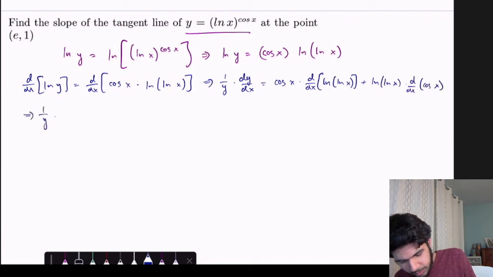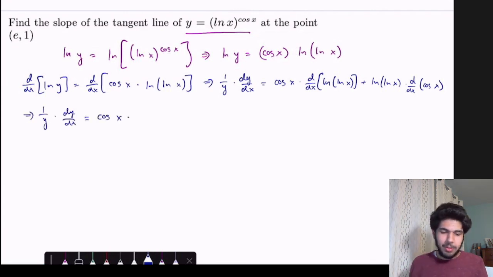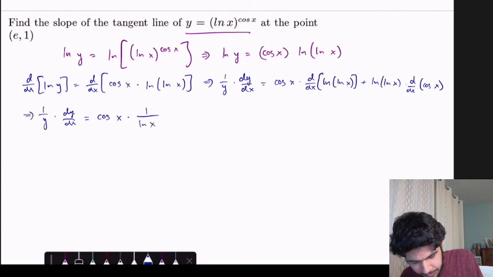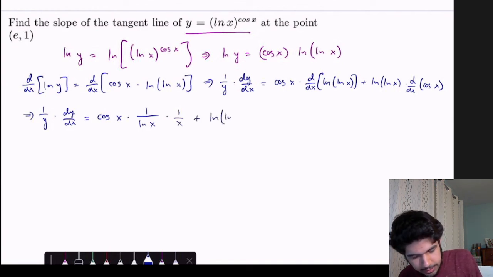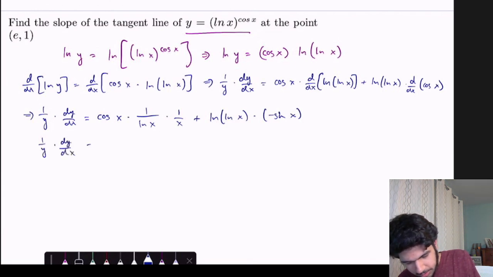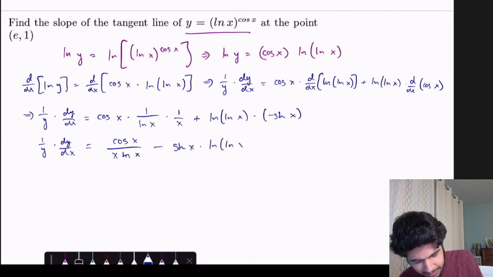So we'll bring this down, 1 over y times dy/dx equals cosine of x, derivative of ln of x. So it's ln of some quantity, so we do 1 over that quantity, and then we take the derivative of that quantity, 1 over x. So that's what that would look like. We add to that ln of x. Derivative of cosine of x is negative sine of x. So we have 1 over y times dy/dx equals cosine of x over x, minus sine of x times ln of x.